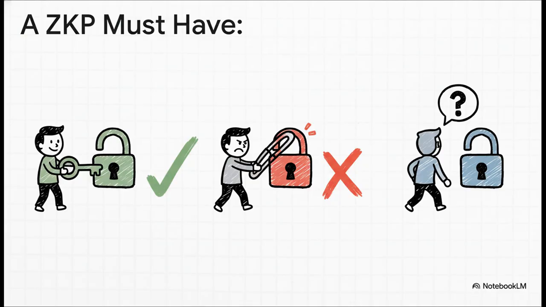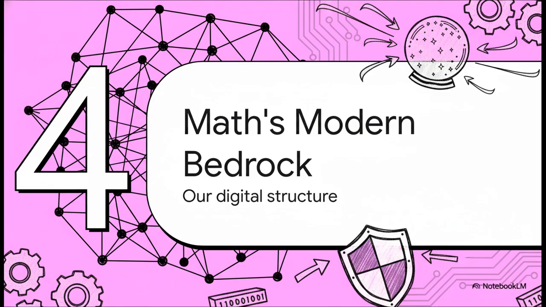Now, for these proofs to be mathematically sound, they need to have 3 key properties. First, completeness. If you actually know the secret, you can always pass the test. Second, soundness. If you're lying, you can't fool the verifier. And third, the zero-knowledge property. The verifier learns nothing except that, yes, your claim is true. So let's bring this all together. From mapping our networks to trying to predict the future and guarding our deepest secrets, discrete mathematics is truly the invisible bedrock of our modern world.